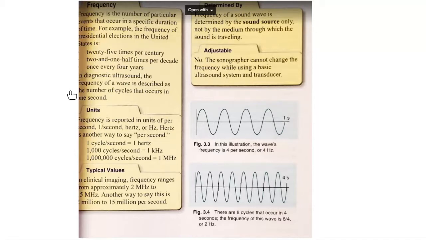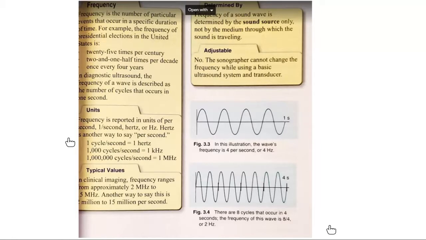Okay, frequency, we'll talk about units of frequency, and you know this already, but frequency is reported in units of per second. That means this is reciprocal seconds. It's 1 over a second, and 1 over a second is called a hertz, or Hz. Hertz is another way of saying per second. So you could have 1 hertz, 1 kilohertz, or a megahertz, which would be times 10 to the 6th.